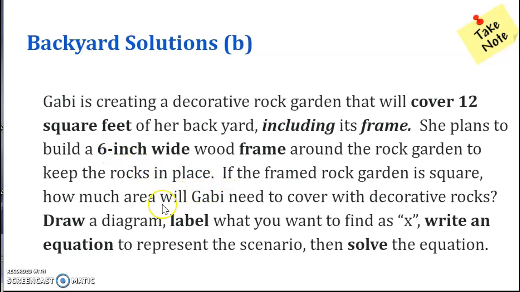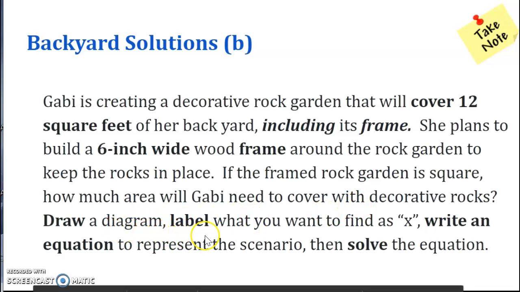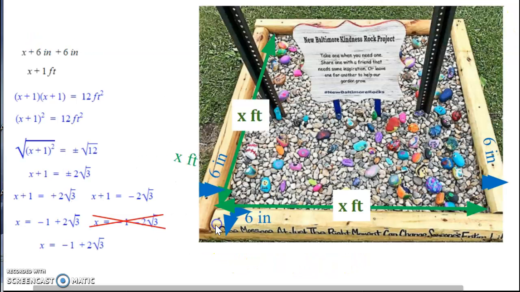We are trying to figure out what area the decorative rocks will have. So draw a diagram, label it as X, write the equation, and then solve the equation. I hope you had a chance. Now we are dealing with 2 different units here, and I would prefer to work with 1 unit only. So let's call the length of the rock bed X by X. We know that 6 inches is each of the frame.